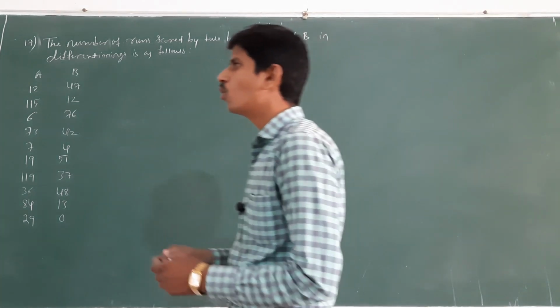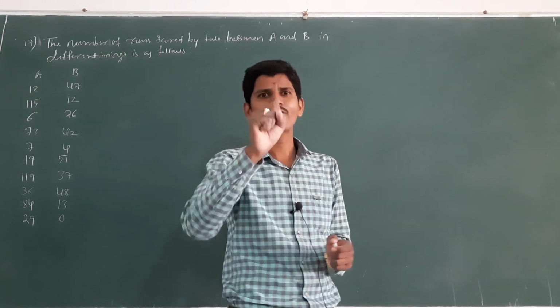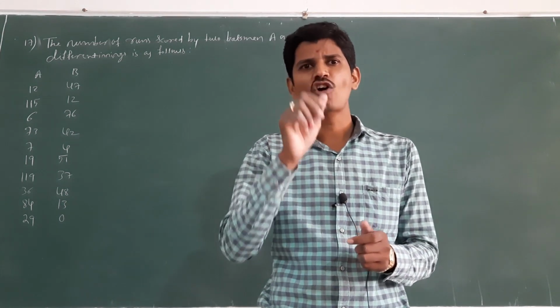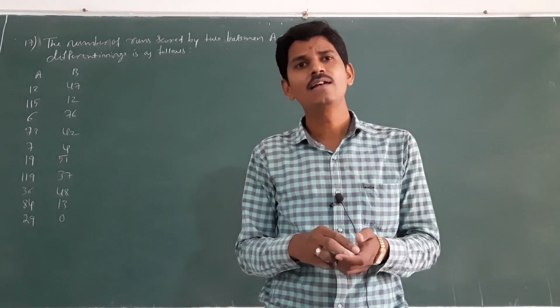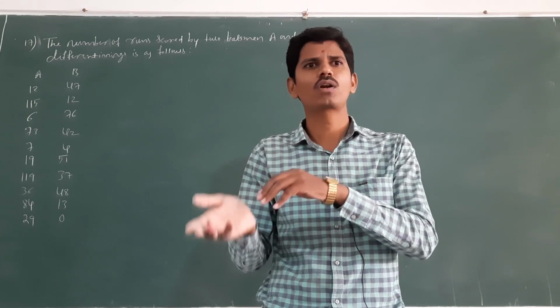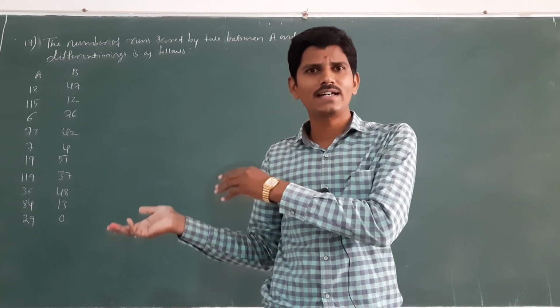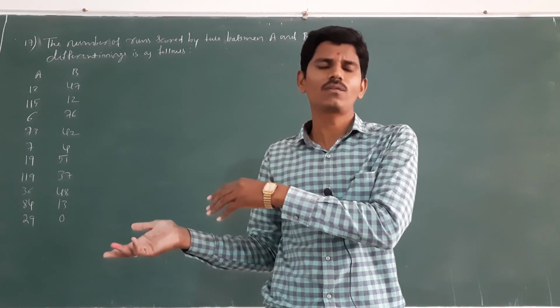Consistent means constant. The lesser the value of CV, the more consistent. For example, if CV for A is 15 and CV for B is 14, then the lesser value of CV is more consistent, so B is more consistent.